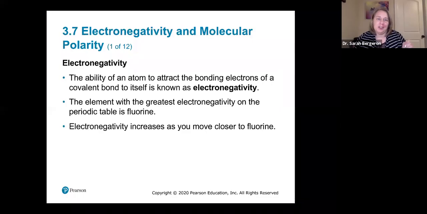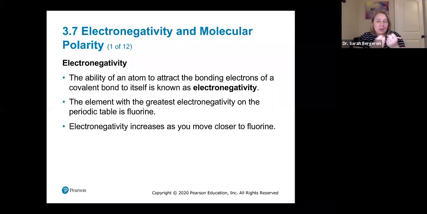Okay, we are in chapter 3, section 7, and we're talking about electronegativity and molecular polarity. So we know that we're making bonds and we're making compounds with those bonds, but when we talk about those bonds, what a bond really is, is the sharing of electrons. And all atoms don't share equally, right? Some atoms want to attract those electrons more than others. And so we call that electronegativity.